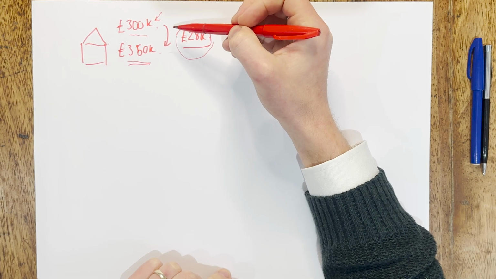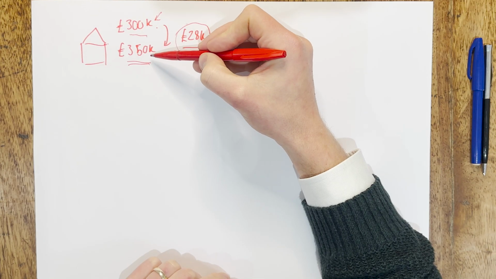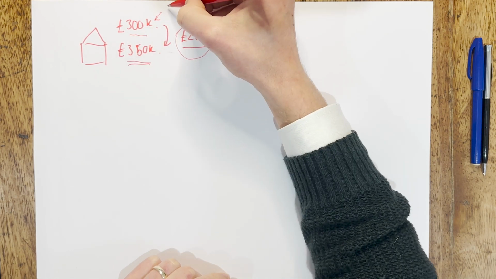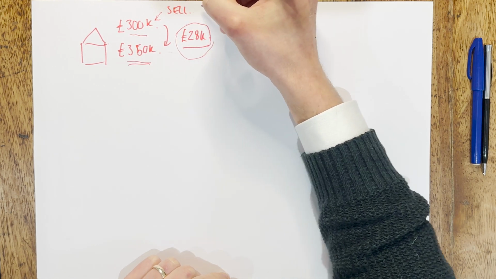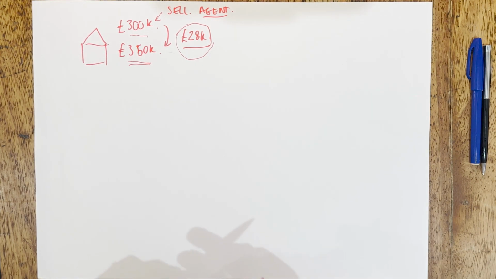So what are their options? They could sell it for 300. They could find the money for £28,000, which is quite a lot of money, specifically if you're not necessarily commercially doing this, to achieve the £350,000. If they did sell the property, they would obviously have agent fees, legal fees associated with that. So they're actually going to be taking away a lot less than 300,000.